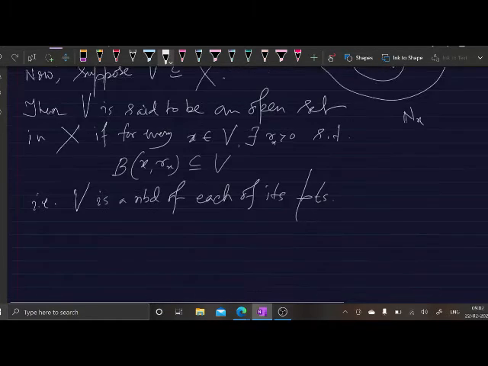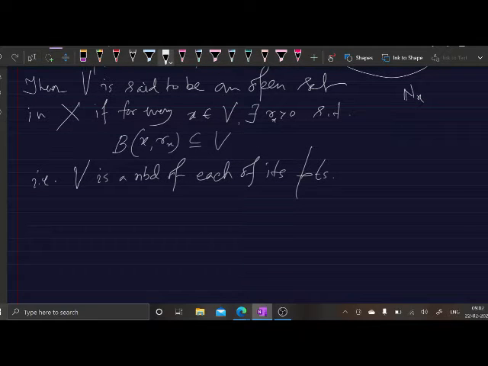And with this definition of open set in a metric space, the first thing you can observe is that the whole space X is open, and also the empty set is open, and it is true vacuously.